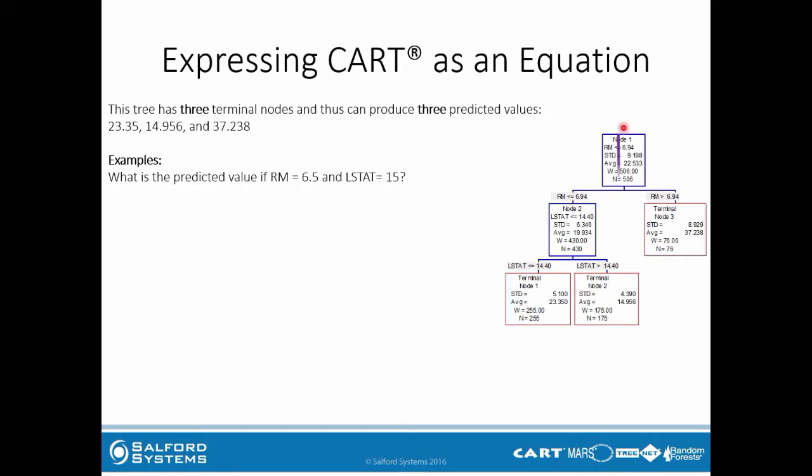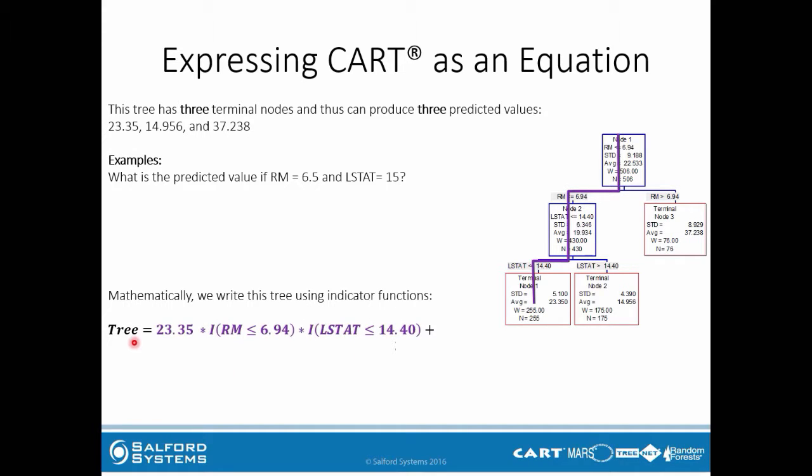So the first path we'll look at is from the root node all the way to terminal node 1, which we can see defined by this purple line here. Now again, the way we want to write this is through indicator functions. So the first part of our equation for our CART tree is going to be 23.35, which is our predicted value in our terminal node, multiplied by the indicator function for the first condition, which is here. This Rm is less than or equal to 6.94. The less than part got cut off by the line, but it's less than or equal to.